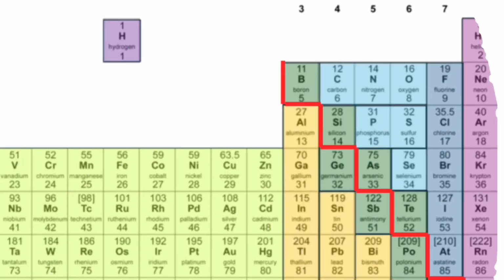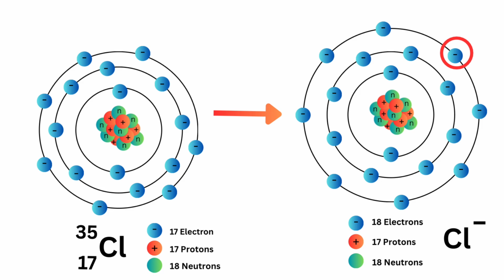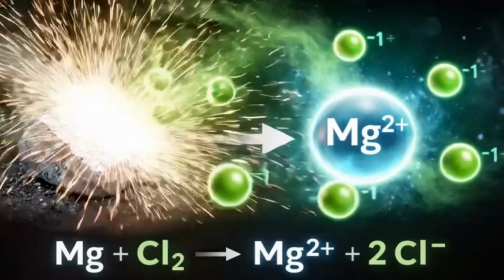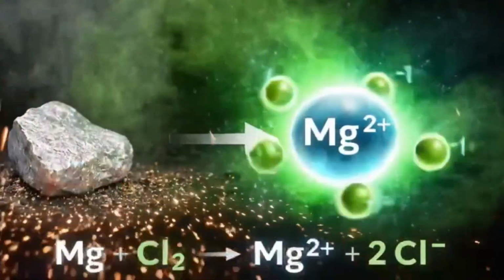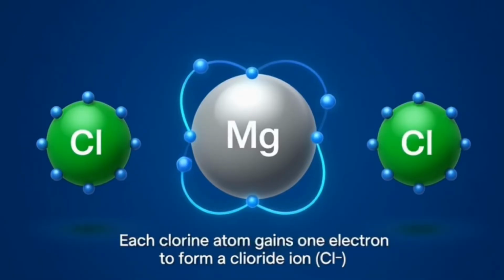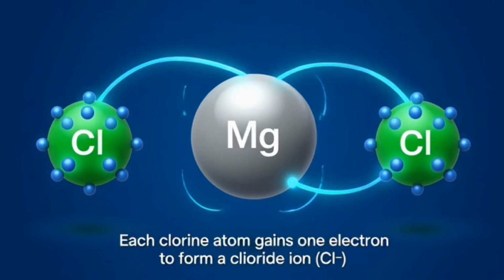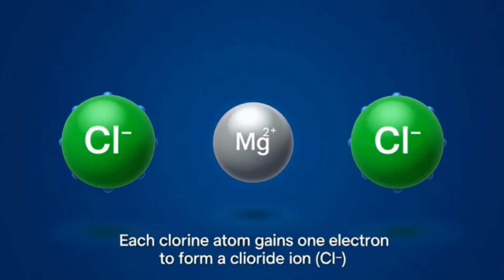Nonmetals, on the other hand, are found toward the top right of the table. They tend to gain electrons in reactions and form negative ions. For instance, when magnesium reacts with chlorine, each chlorine atom gains one electron to form a chloride ion.